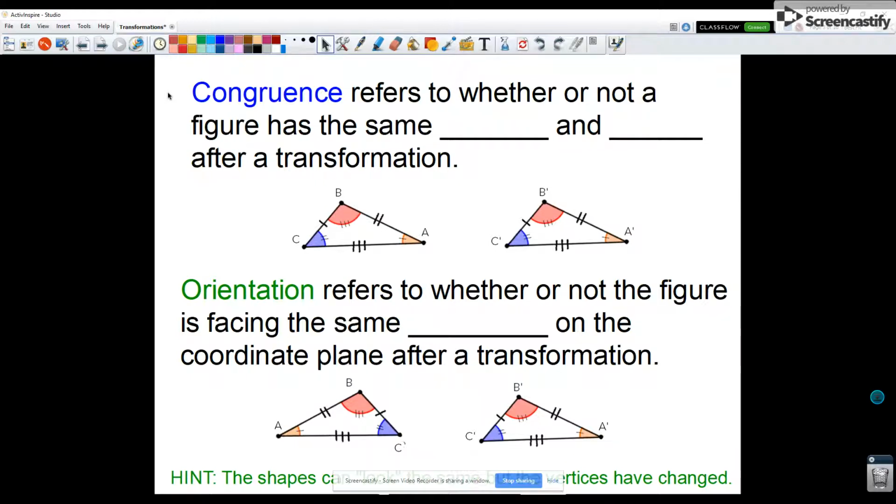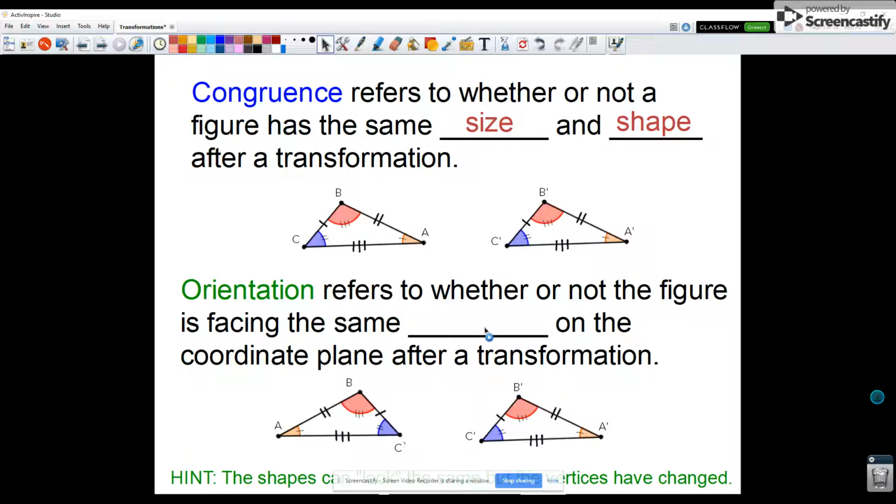Before we discuss that, we need to understand the idea of congruence and orientation. Congruence refers to whether or not a figure has the same size and shape after a transformation. As you notice, the 2 triangles below, triangle ABC is translated to triangle A prime, B prime, C prime. The size and shape are preserved, so therefore they are congruent.